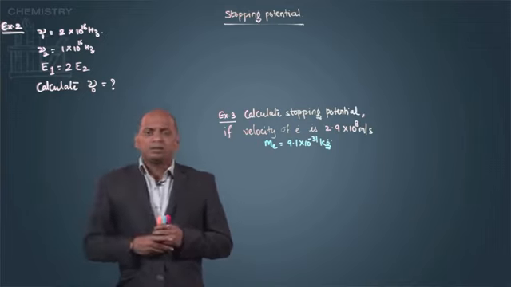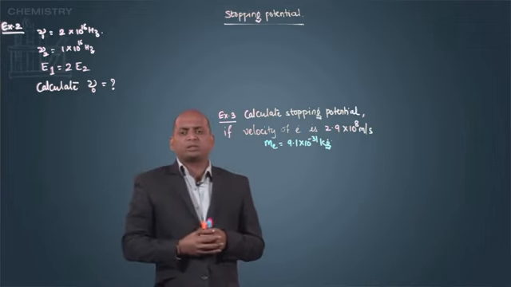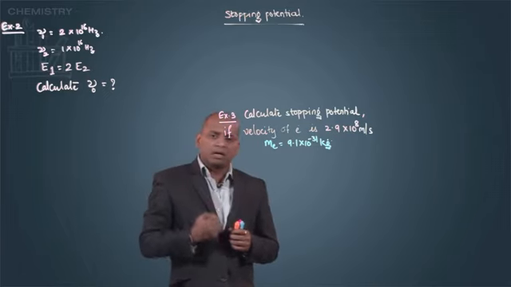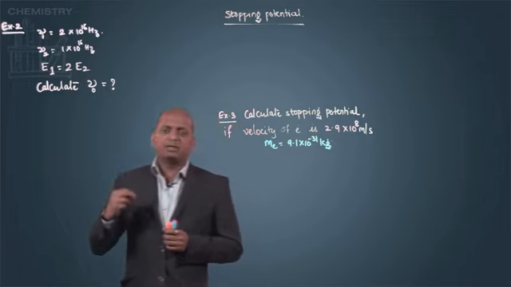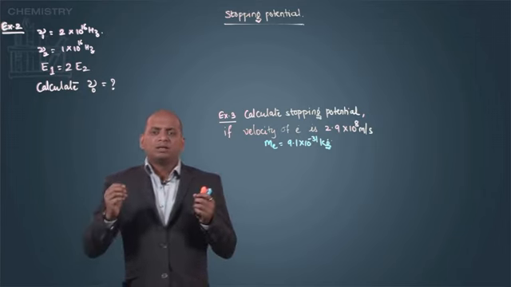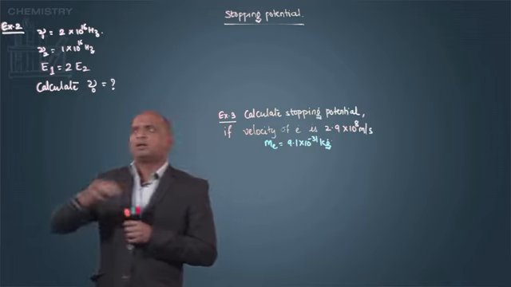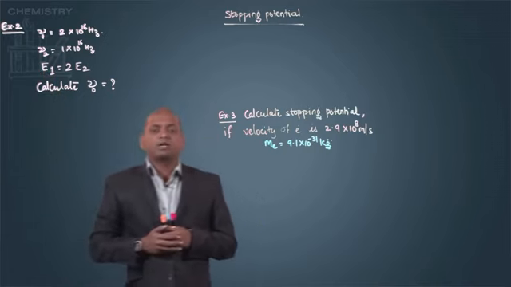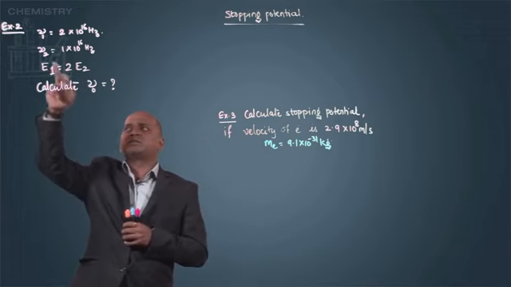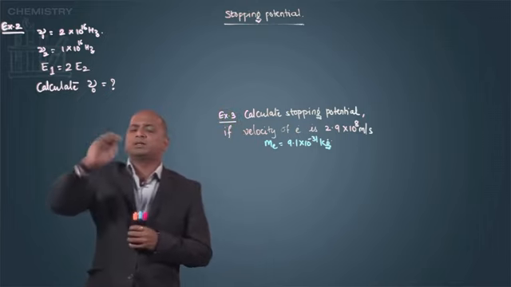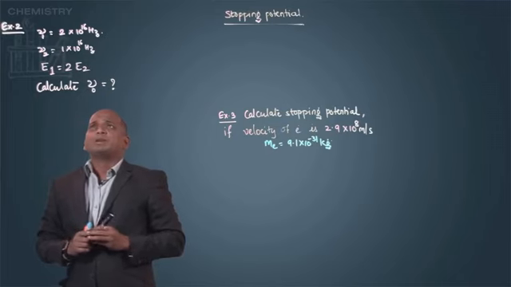Another radiation which has a frequency 1 into 10 raised to 16 hertz is also absorbed by the same element's electron. It is observed that the energy associated with the first frequency is twice the energy associated with the second frequency. So what will be the threshold frequency? Let us consider this problem.